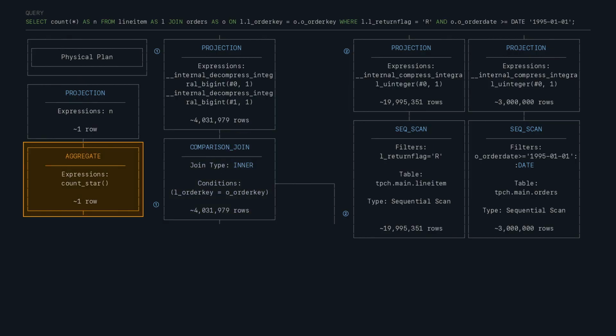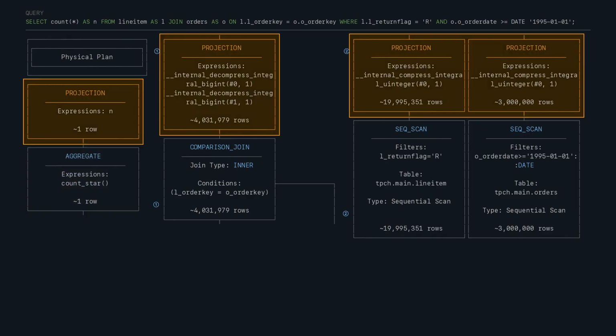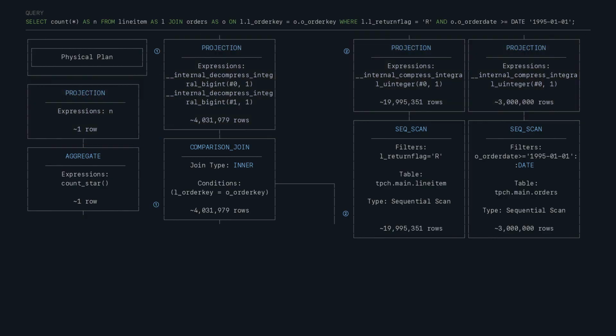Above the join, the aggregate counts the surviving pairs. A projection at the top exposes the count as column n. The thing to notice is what is missing. There is no separate filter node anywhere in the plan. The optimizer pushed both predicates inside the scans before any rows moved.